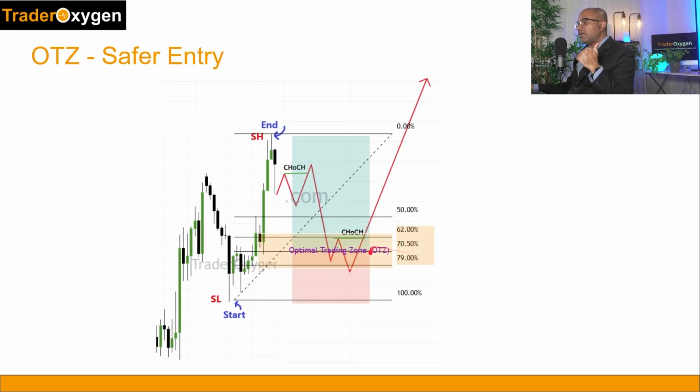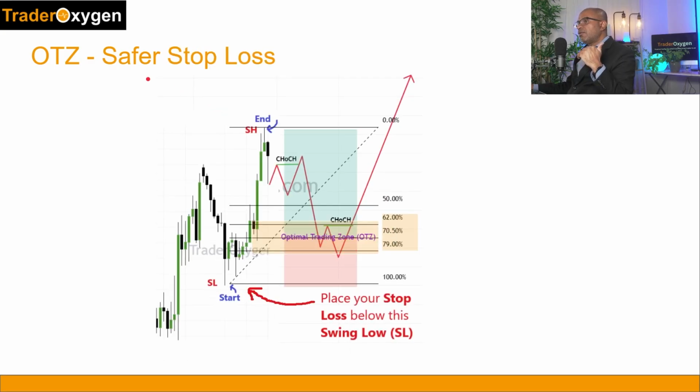Next, it gives you a safer entry. As said earlier, if you enter too early seeing this change of character or market structure shift, there's a high chance you get stopped out. But if you wait till the price comes to the optimal trading zone, there's a high probability it will be a safe entry. Then the third point is the optimal trading zone gives you a safer stop loss.